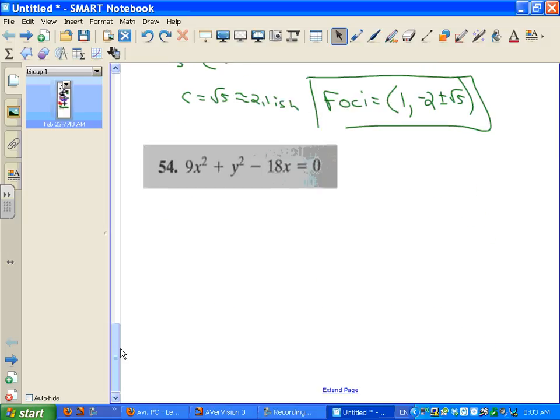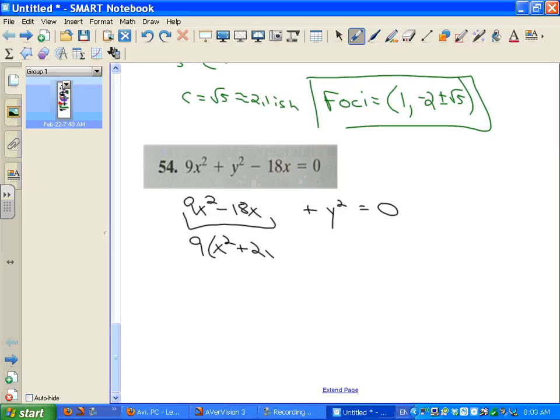All right, same idea, except there's a lot less stuff here this time. I don't have any constants to move, but I can put my 9x squared minus my 18x together, plus y squared equals 0. What can I pull out of here? 9. Leaving me behind with an x squared plus 2x. I feel like we just did this one. Plus what? 1. What's it really? 9. Okay.